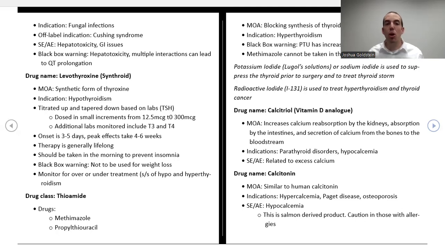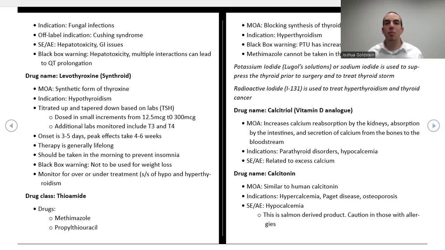Next, hyperthyroidism can be treated with methimazole or PTU, which is propylthiouracil. The mechanism of action here is that these block the synthesis of these thyroid hormones. The indication here is obviously hyperthyroidism. PTU specifically has an increased risk of developing hepatotoxicity. Methimazole cannot be taken in the beginning of pregnancy. So if a patient is on that medication and becomes pregnant, we're going to switch them to PTU. However, we would usually switch them back to methimazole in the second and third trimesters.